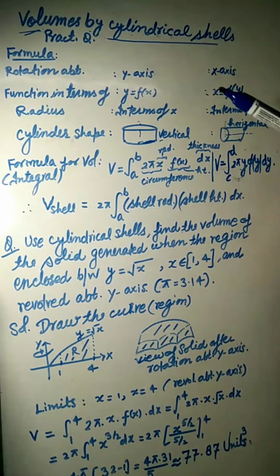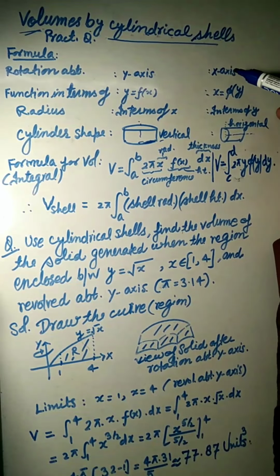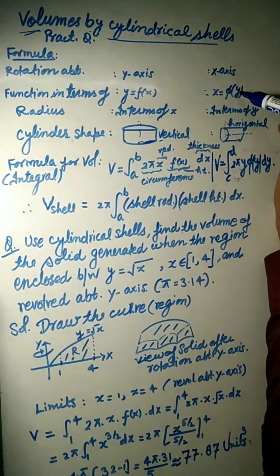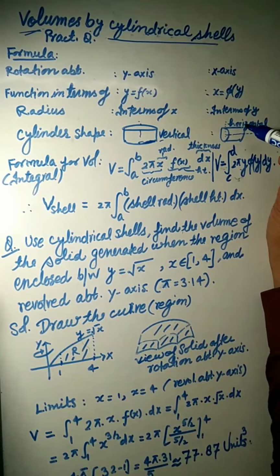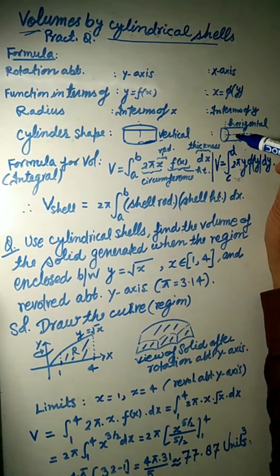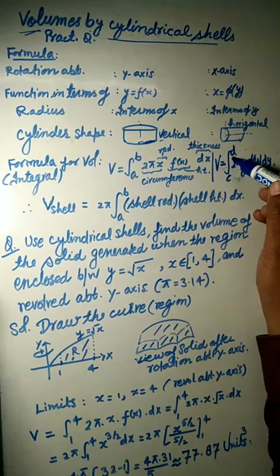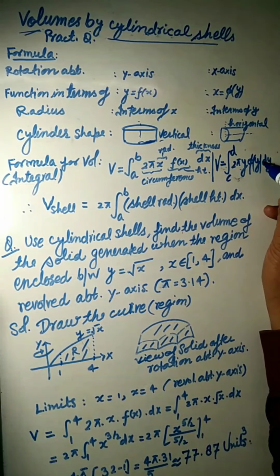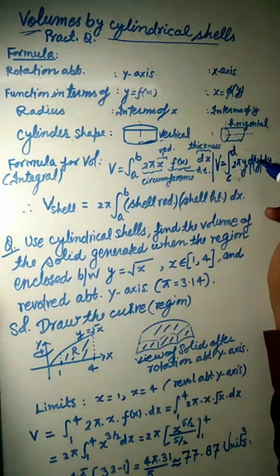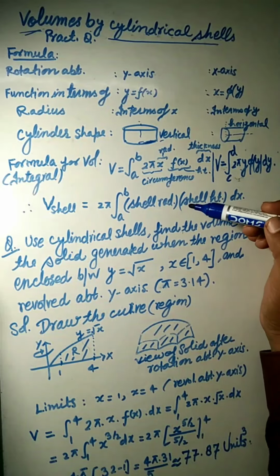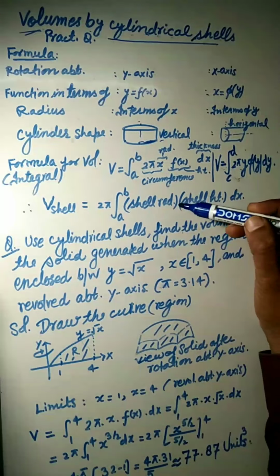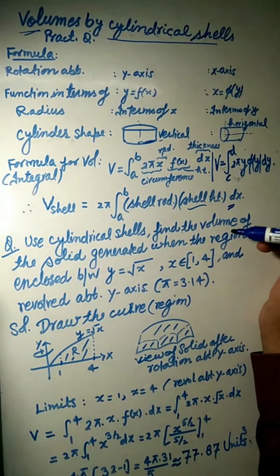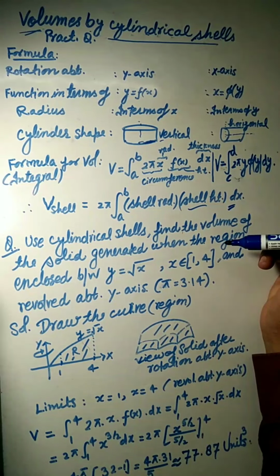Similarly, for rotation about the x-axis, we have x equals to function phi(y), then radius in terms of y and horizontal shape of the cylinder, then volume V equals integral from c to d of 2 pi y phi(y) dy. So volume by shell method or cylindrical cells is 2 pi integral from a to b of shell radius times shell height times dx. By using these formulas accordingly, we will solve some problems here.